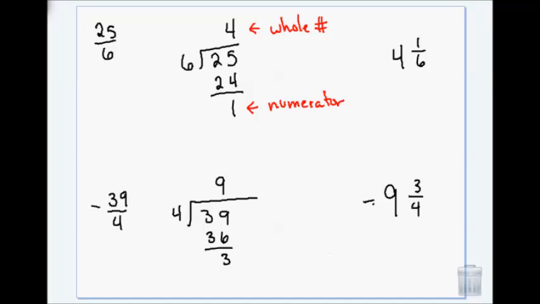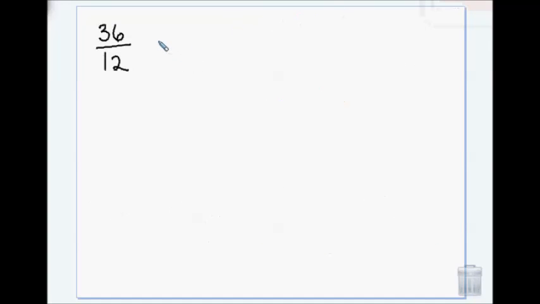A fraction like this doesn't turn into a mixed number. 3 times, right? No remainder, so it just becomes a whole number. So it could be that you just get a whole number out of it. It doesn't necessarily have to be a mixed number. If you get no remainder, it's just 3.